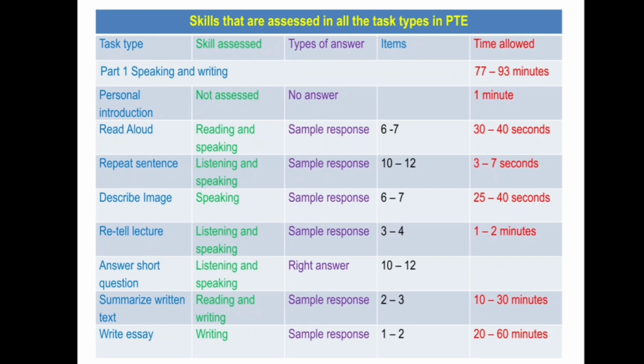So as you are going for your PTE test, which is an online 3 hour test, for the first task you are assessed for your speaking and writing, which consists of 77 minutes to 93 minutes. Before starting the real PTE test items, you have to give a personal introduction, which is not assessed, but the time allocated for this item is 1 minute.